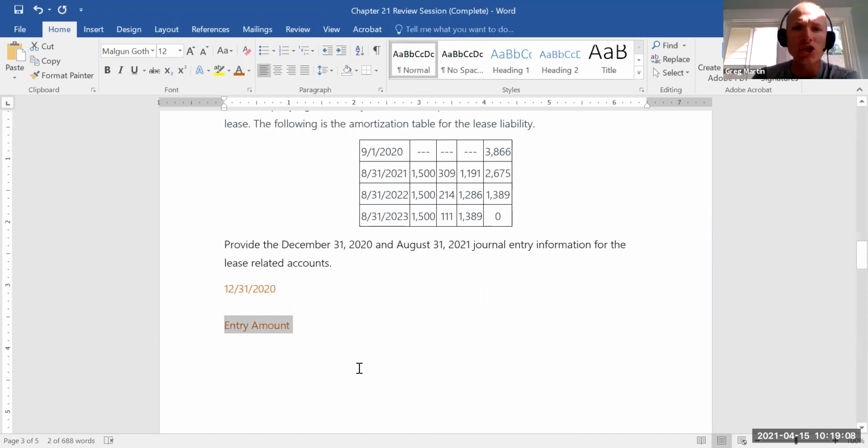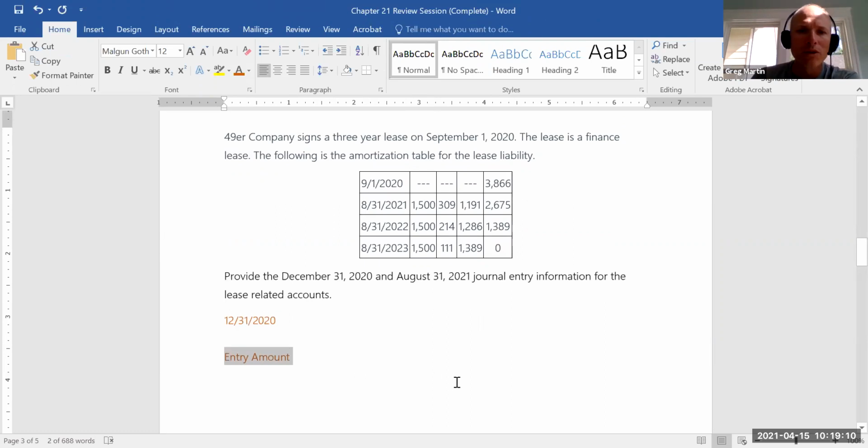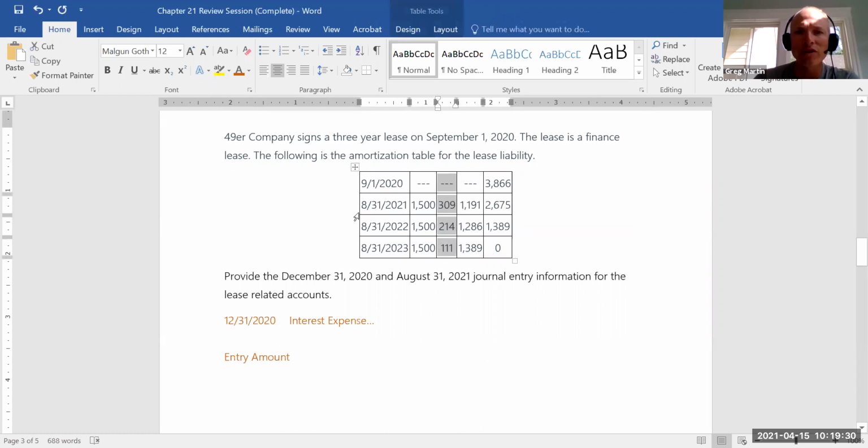When we talk about the entry amount, there's one important part. Whenever time passes, we know that we're accruing interest expense on a finance lease. The interest expense column is the third column right here. That tells us that 12 months of interest ending 8/31/2021 is $309. The next 12 months interest is $214. And the final 12 months interest is $111.